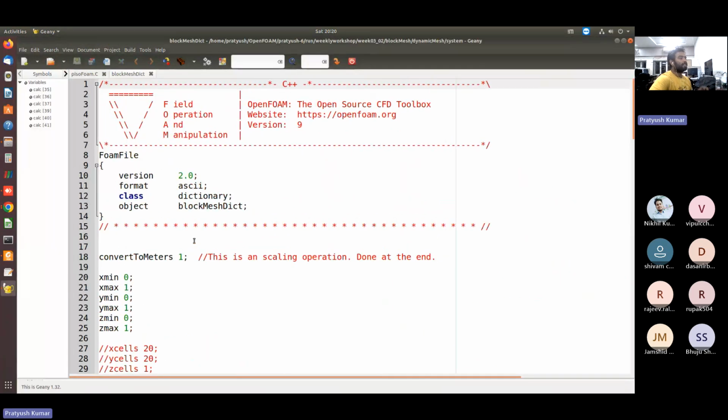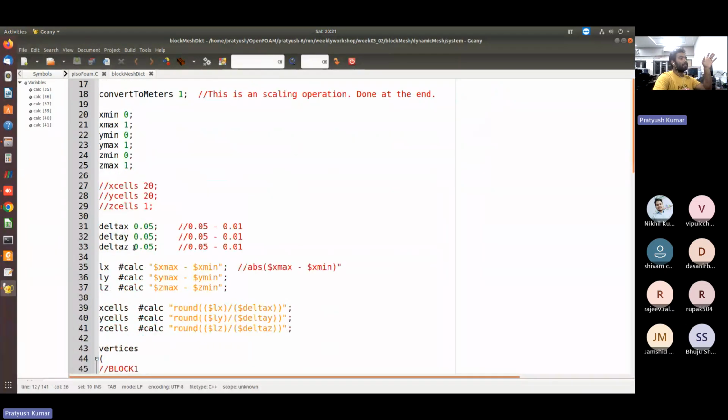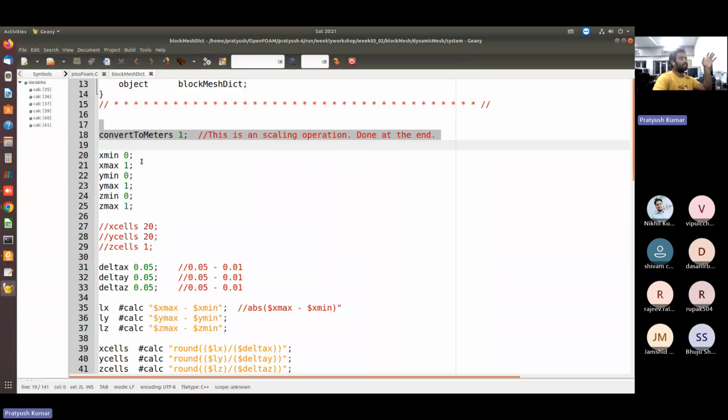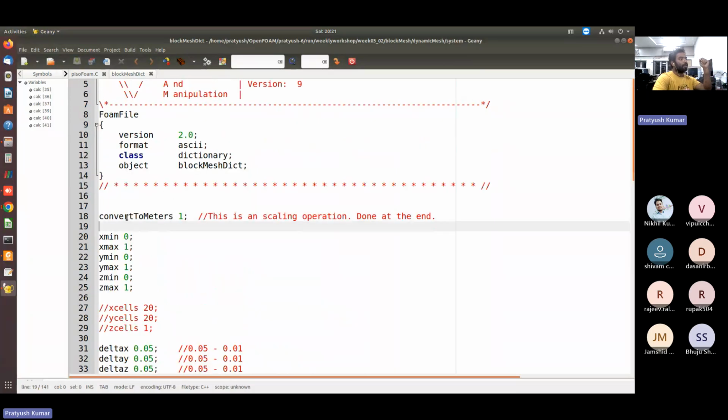Okay, so this is the syntax for the blockMeshDict. blockMeshDict is a dictionary, and what you are seeing at a different level is known as a sub dictionary. This convertToMeters is given equal to 1. It means that you are currently working in the meter system, so whatever dimension you specify here, 1 means 1 meter.